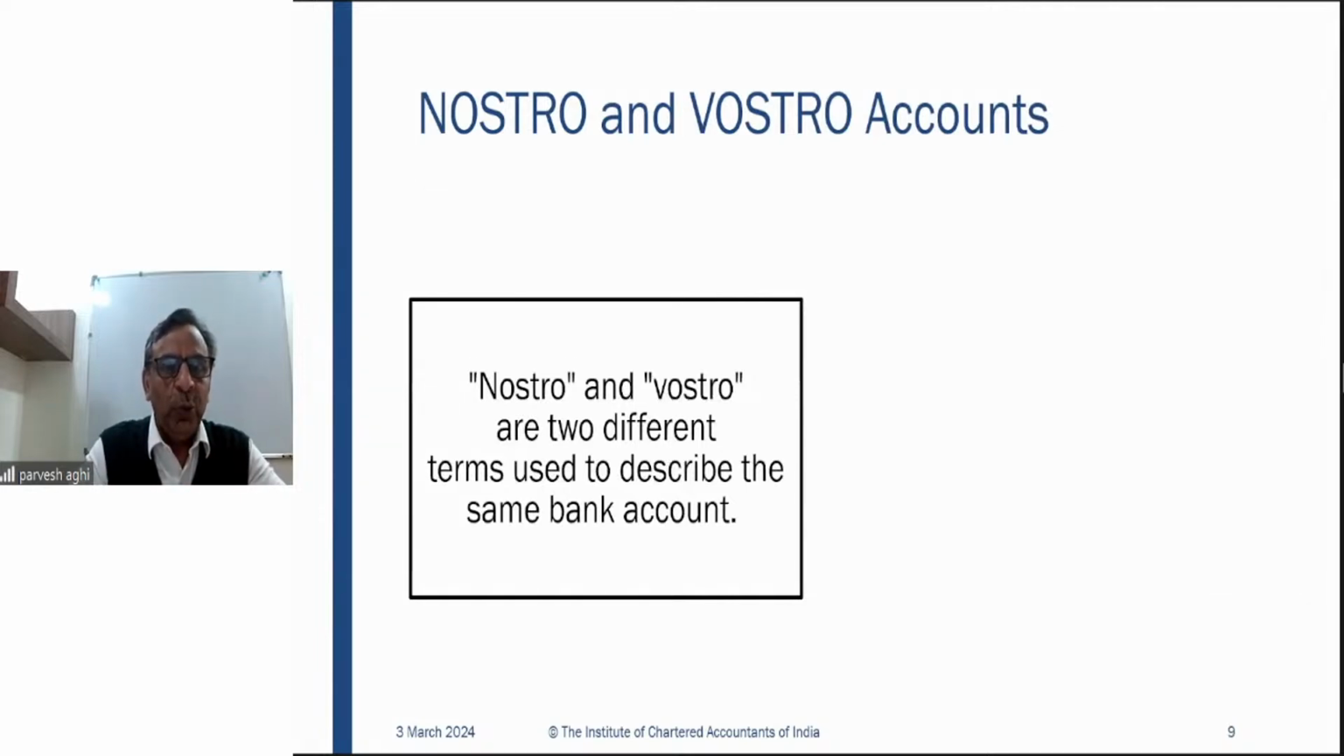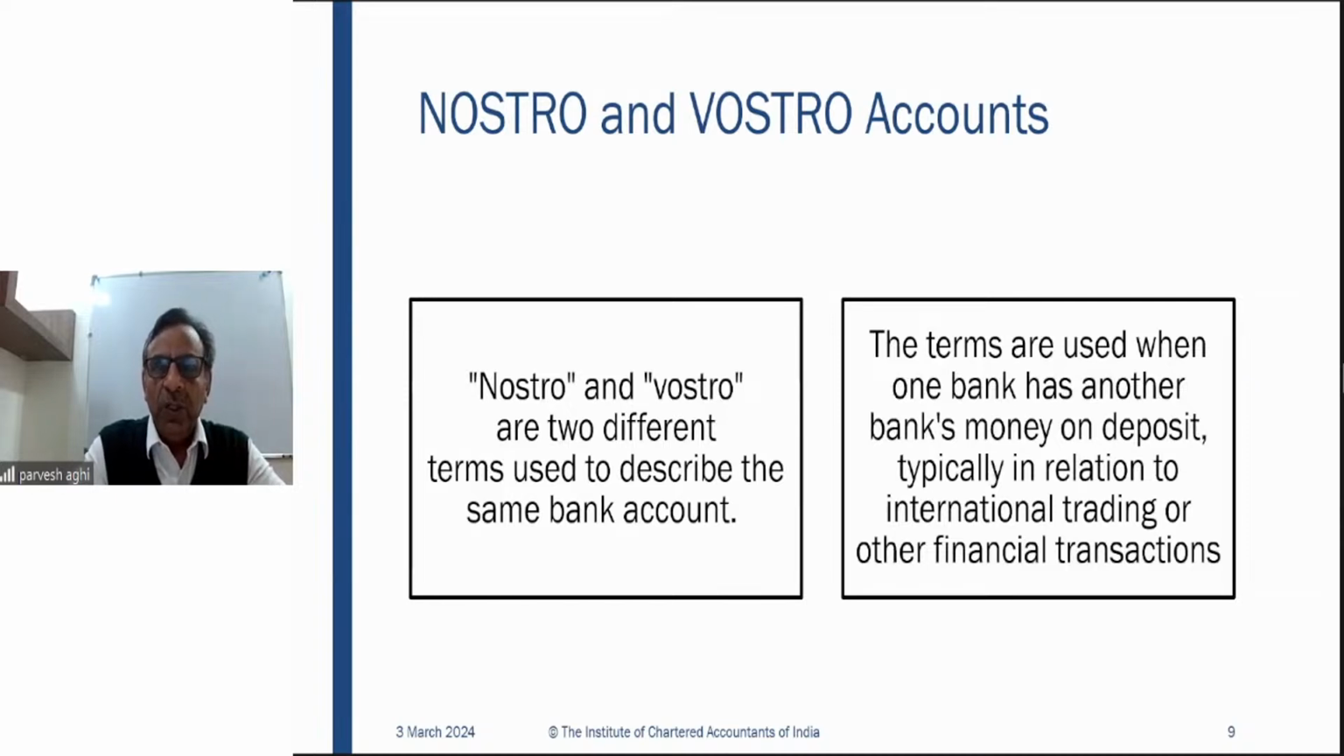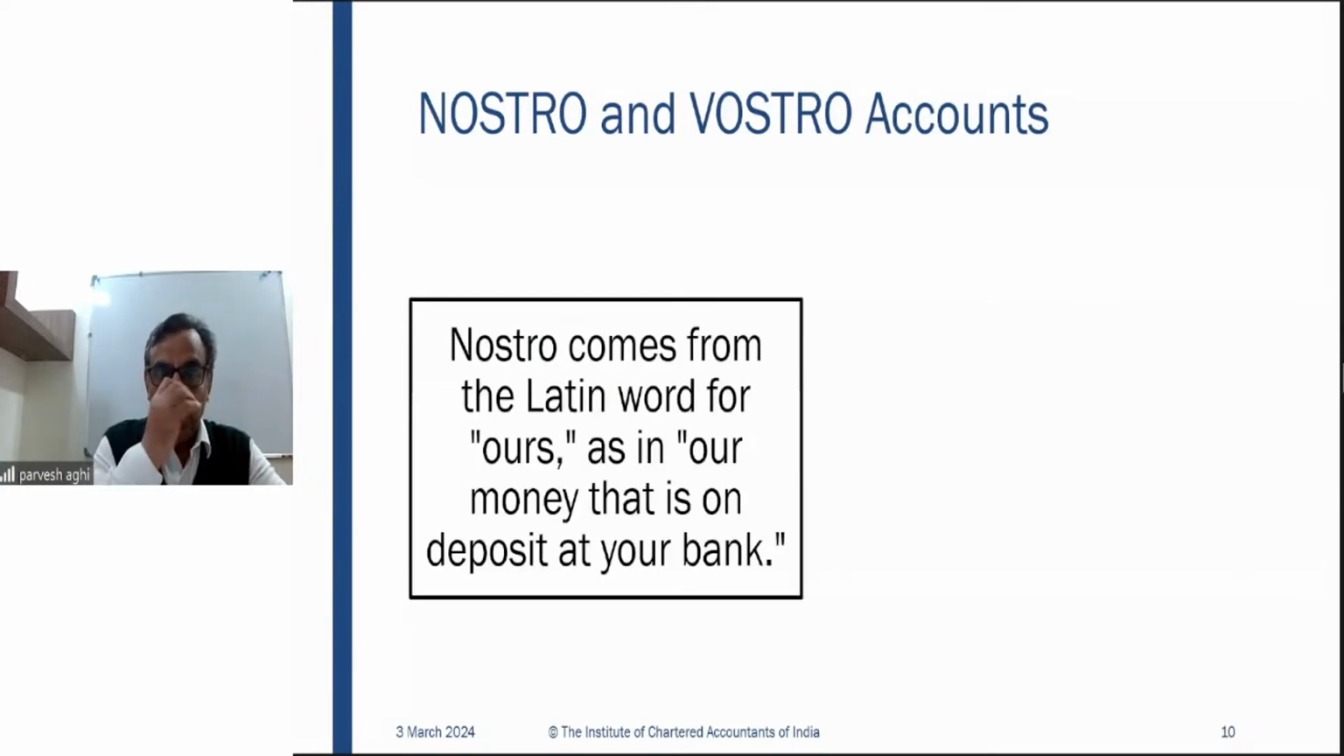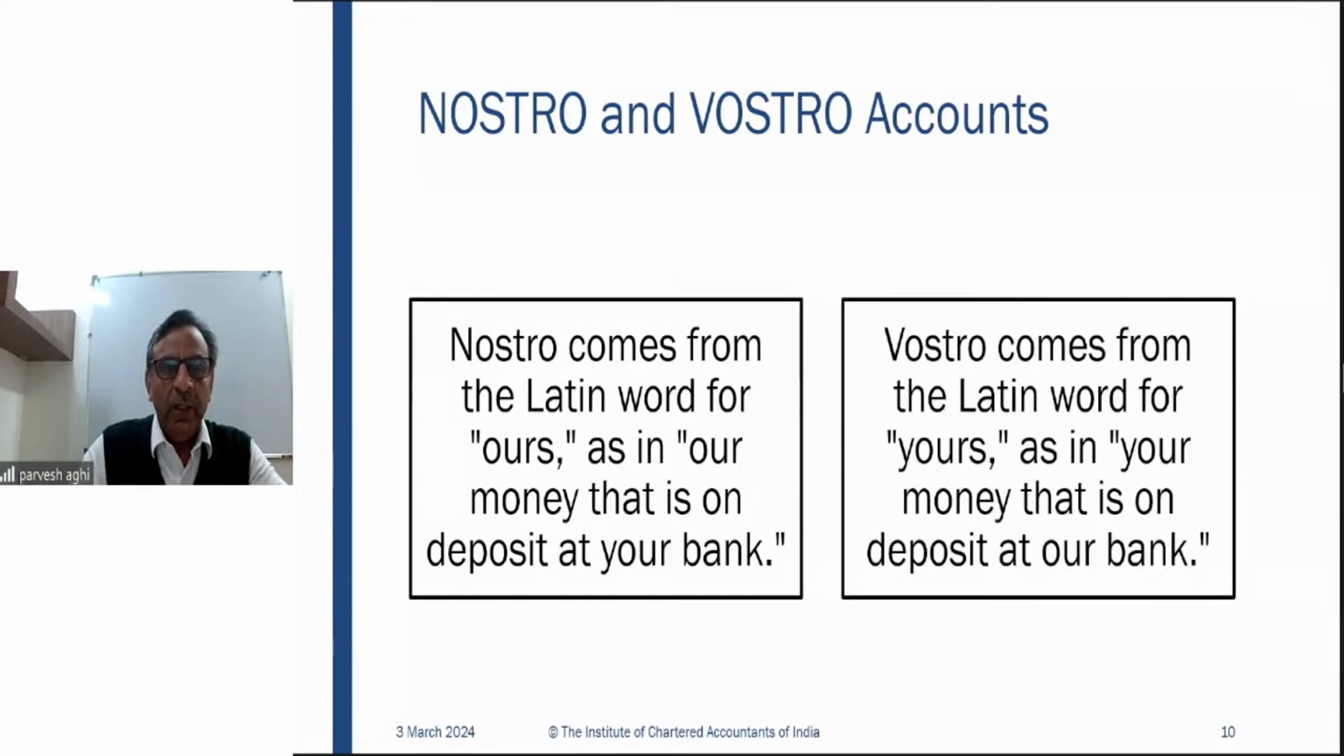Nostro and vostro are two different terms used to describe the same bank account. The terms are used when one bank has another bank's money on deposit, typically in relation to international trading or other financial transactions. Nostro comes from the Latin word for ours, as in our money that is on deposit at your bank. Vostro comes from the Latin word for yours, as in your money that is on deposit at our bank.